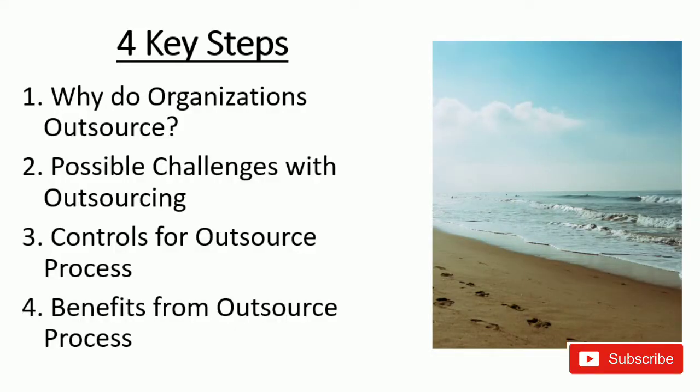If we talk about IATF 16949 and ISO 9001, there are 6 different clauses where the standard is talking about the outsource process. Now to explain this entire outsource process, I have divided the entire thing into 4 parts. Part 1 is why we do outsourcing. Point number 2 is what are the challenges or problems with outsourcing. Point number 3 is what are the controls that an organization can apply on the outsource process. And the 4th one is, if all these controls are applied effectively, what are the benefits the organization can gain out of it.